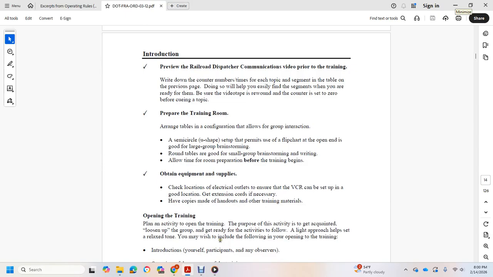Obtain equipment and supplies. Check the location's electrical outlets to ensure that the VCR can be set up in a good location, and have good extension cords. If necessary, have copies made of handouts and other training materials.